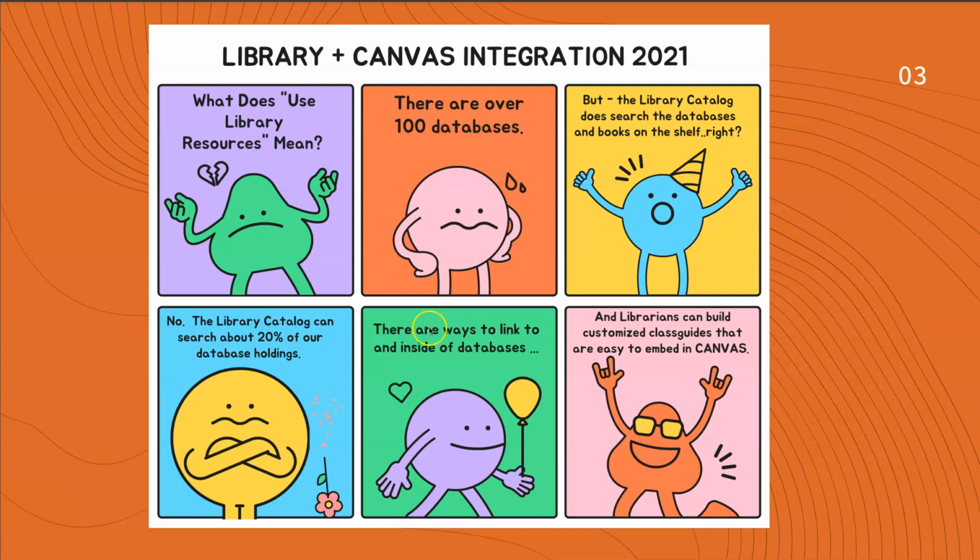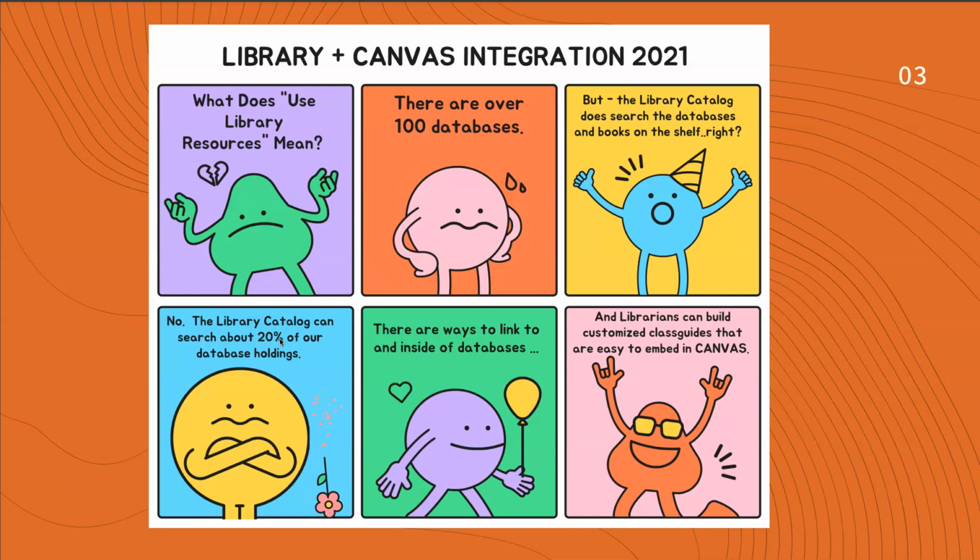There are over 100 databases. Now, which one do they need to get to? Do they need to use the library catalog, or do they need to use databases A to Z, or what else do they need to do? The library catalog, doesn't it search all the books and all the databases, an all-in-one search? It is an all-in-one sort of search. It may only reach about 20% of our database holdings, but every single one of our print holdings is kind of like the old world and part of the new world all together in one search. It does not search everything.